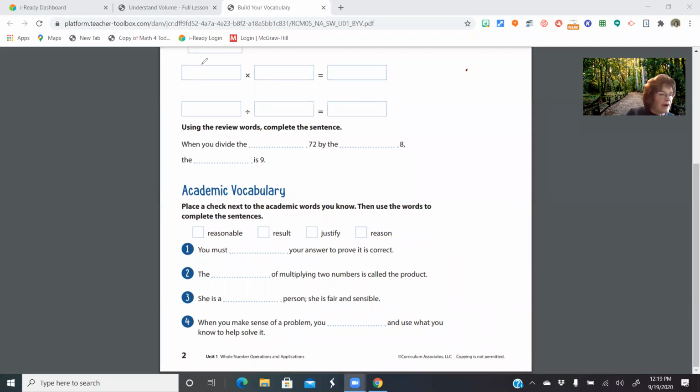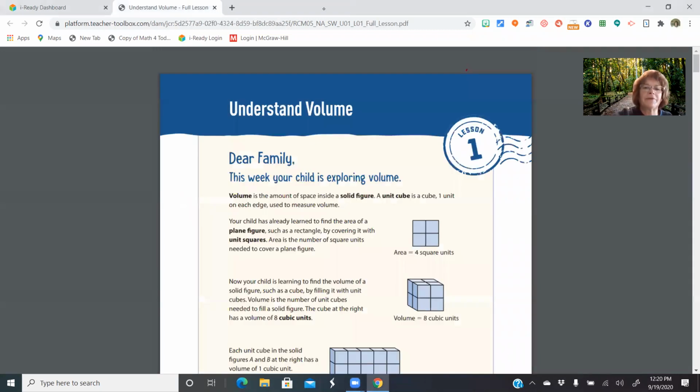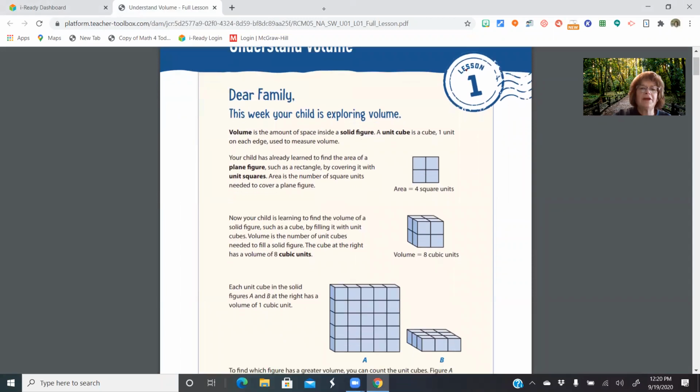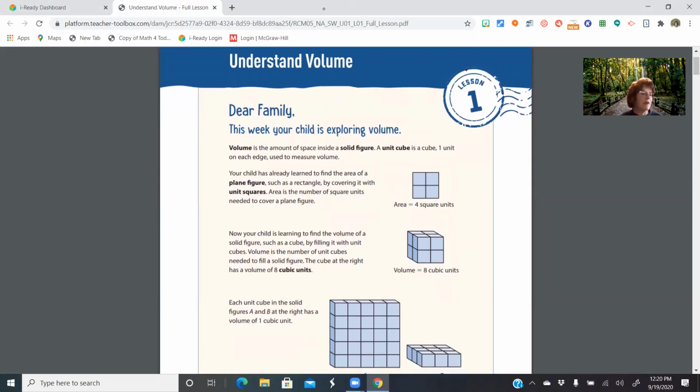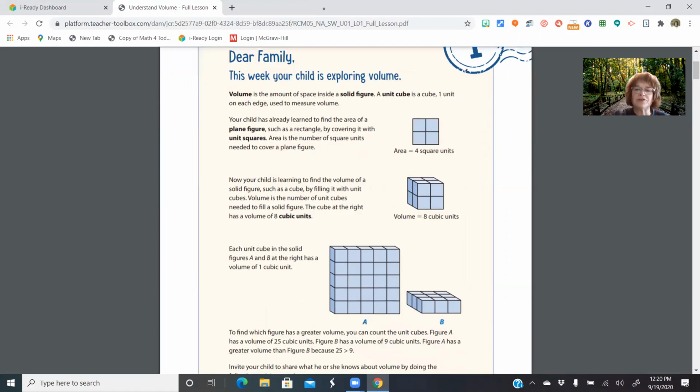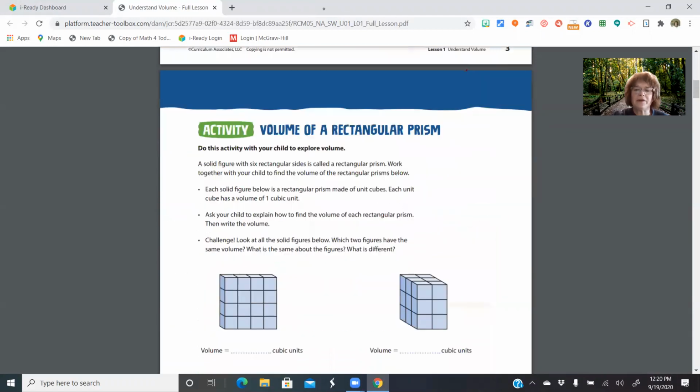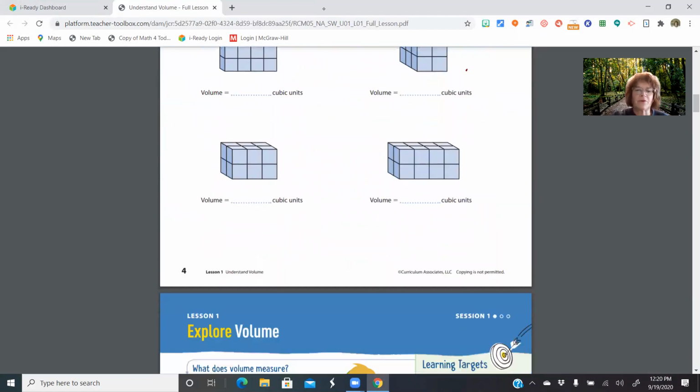Let's now move on in our book. Let's just glance through pages 3 and 4. All right. Page 3 is a letter for your family. This is one that you and your parents or guardians, whoever it is that's helping you in your remote learning, can go through, and you can talk about volume. And that's for you and your family to look at. So look at page 3 and page 4.